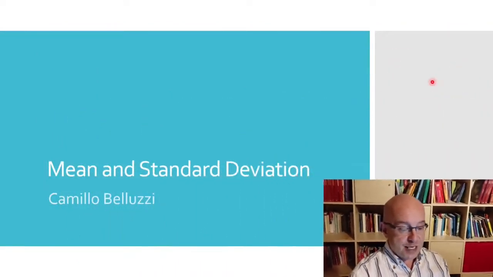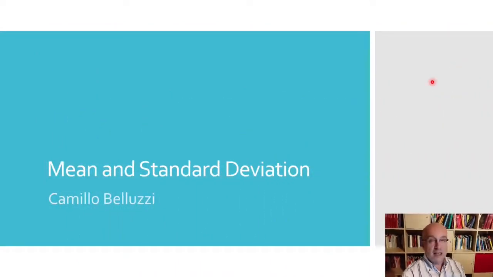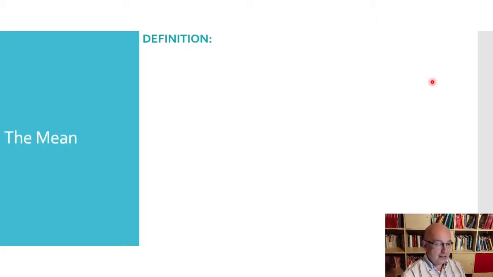This is my third video in English, and after having explained the normal distribution and its statistical meaning, this tutorial is about two fundamental parameters of the normal distribution, the mean and the standard deviation. This is the introduction slide. And let's go with the next slide that introduces the mean and the definition of the mean.